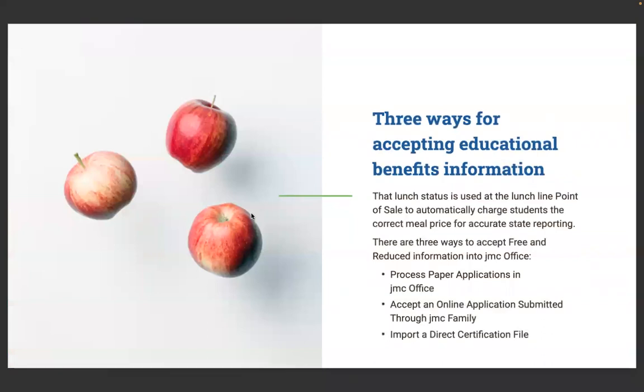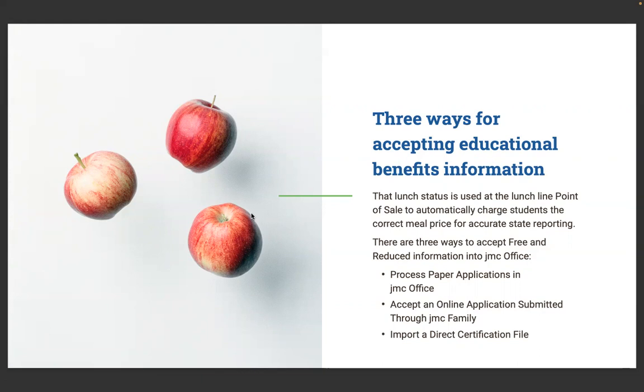The lunch status is used at the lunch line point of sale to automatically charge students the correct meal price for accurate state reporting. So there are 3 ways in JMC to accept free and reduced information into JMC Office. You can process paper applications in JMC. So if you have your paper applications, a family walks in and says, "Hey, I want to submit this for free and reduced." You'd have to take that paper form, punch that into JMC, and we would help you determine whether or not they're eligible for free or reduced meals.